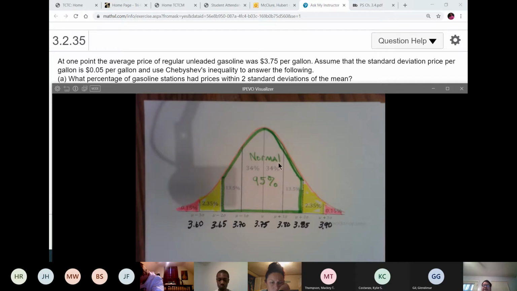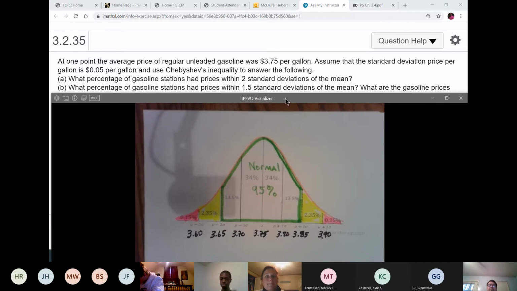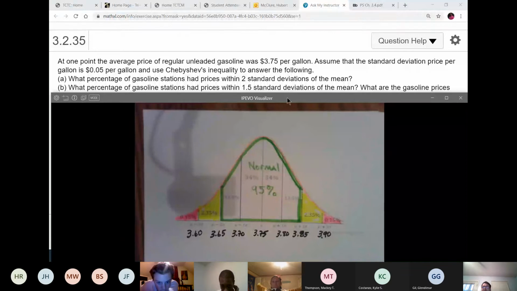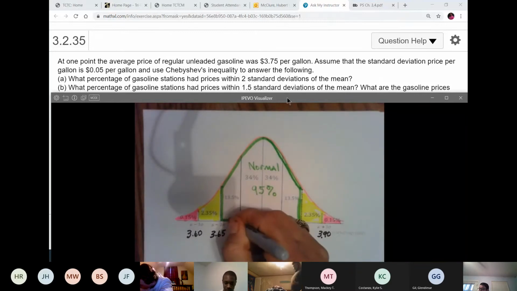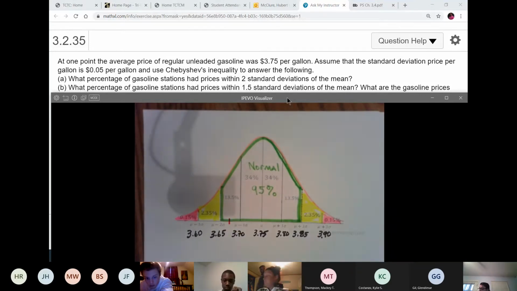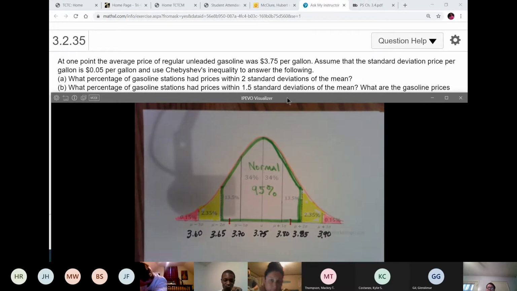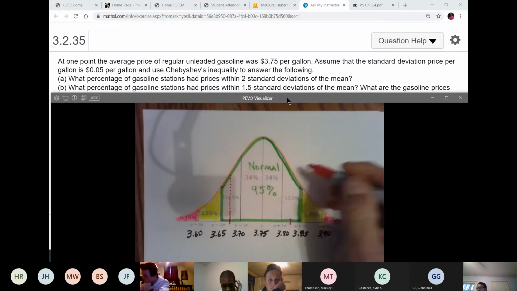Now, Chebyshev is going to be a little bit different. I'm going to show you how to do that. What percentage of gasoline stations has prices within 1.5? Well, 1.5 is right here. There's 1. 1.5 is right there. And 1.5 is right here. Now, it says what percentage? Well, here's where you have to do a little bit of estimating.